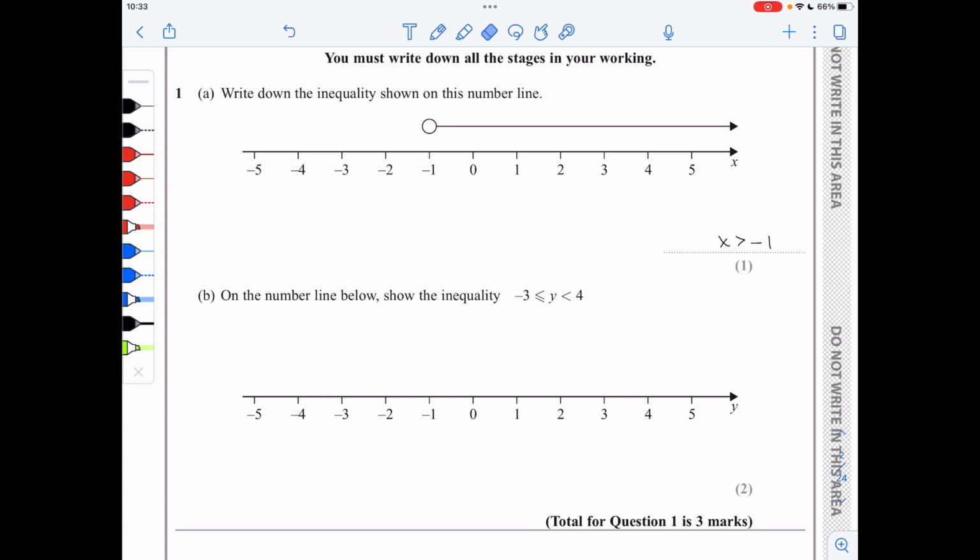In part B, we need to illustrate the inequality -3 less than or equal to y less than 4 on the number line given. So we've got an inclusive inequality at -3, which should appear with a full circle, and then a strict inequality at 4, which should appear with an empty circle, and therefore our answer should look something like this.